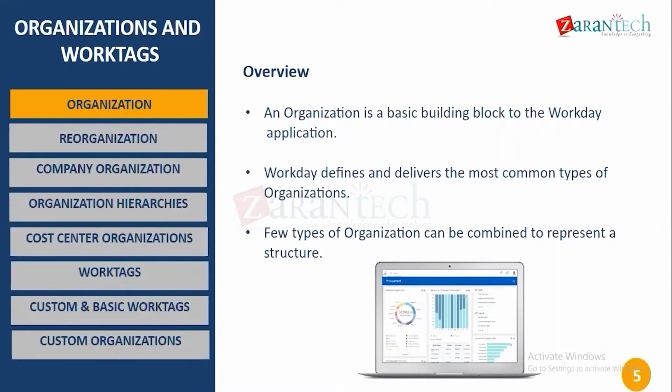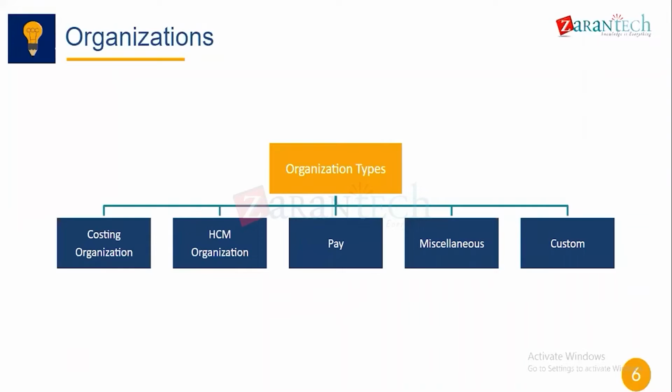So whenever you have to create any structure, you have to create the organizations. And these organizations are of different types, and these types basically represent some structures. We saw in the system how we can view these organization types. We have costing organization, HCM organization, pay, miscellaneous, and custom. These are the different types of organization we see in the system. A few of them we are working on, and others that are relevant to our financials area we will discuss in future as well.